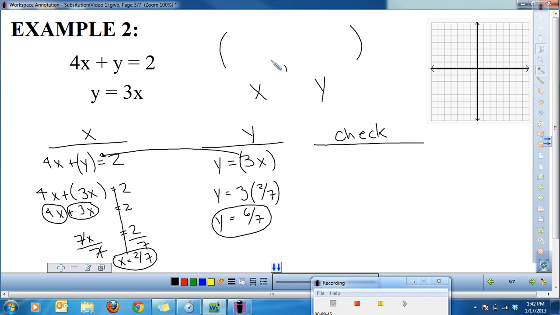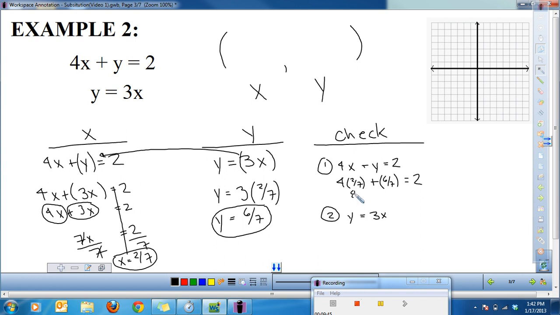Now remember, before you put your answer out, let's check to see if it works. I'm going to rewrite these two equations. 4x plus y equals 2 and y equals 3x. So I'm going to do this one first. I had 4 times x plus y equals 2. For x, I'm going to put in 2 over 7. For y, I'm going to put in 6 over 7. And then I'm going to simplify.